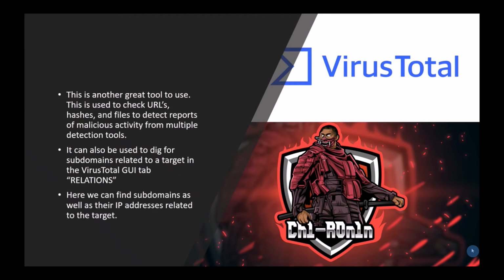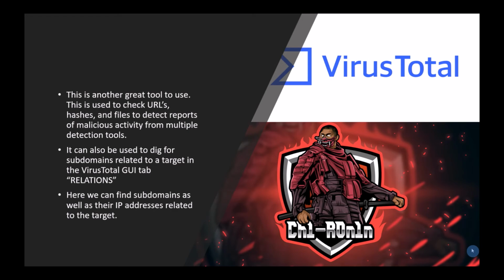VirusTotal. This is a dope tool to use. It's used to check URLs, hashes, and files to detect reports of malicious activity from multiple detection tools. Again, I work in the SOC. I use this tool a lot. It definitely helps out tremendously and gives a lot of good information that I use when I'm doing my investigations and whatnot. It can also be used to dig for subdomains related to a target.